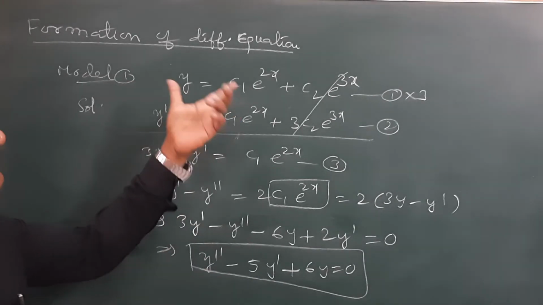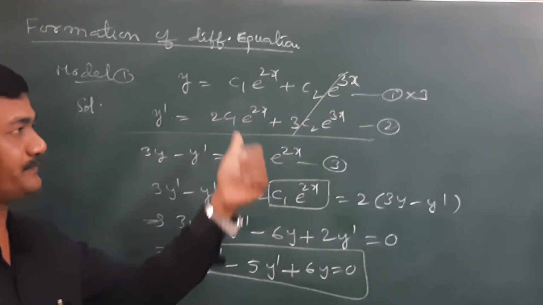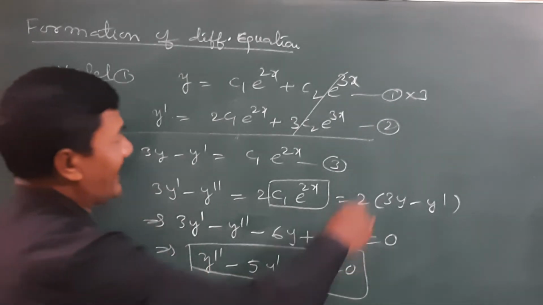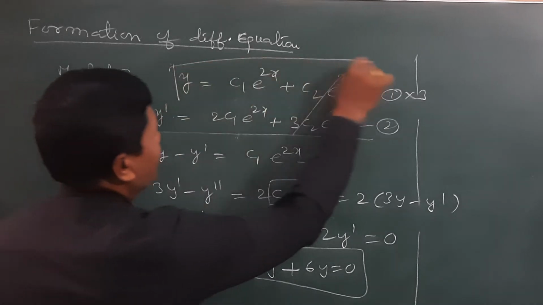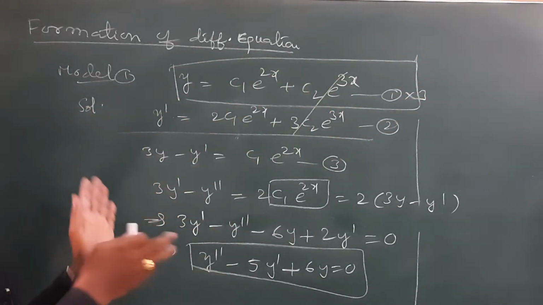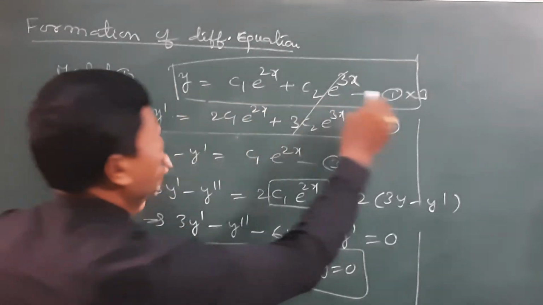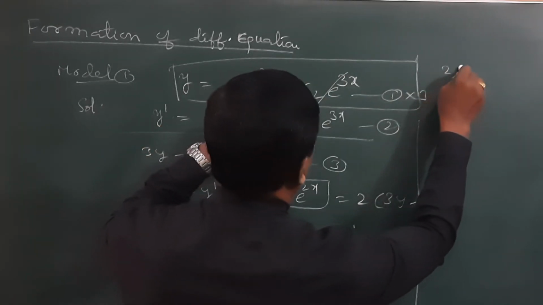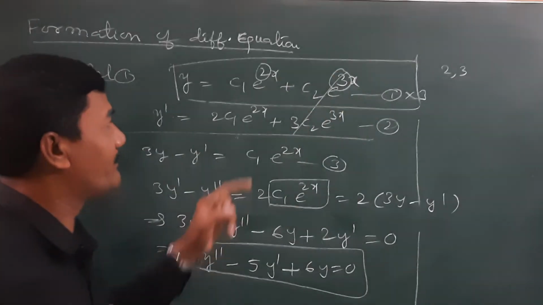How can we find the formation of a differential equation? By eliminating the constants c1 and c2. This is a practical method for this. For the computational method, since this solution is a more time-taking problem, how can we solve this one? The roots are 2 comma 3. We are finding the roots 2 comma 3.